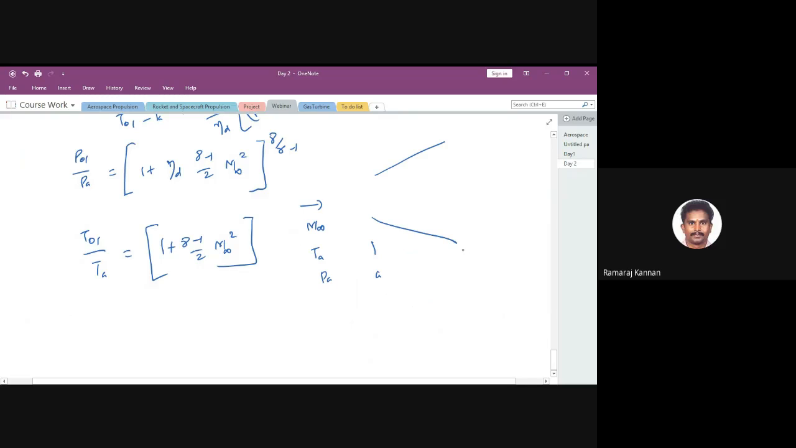Let us take this as a condition here. Now I can find out my P01 and T01. Already we did it for your compressor, combustion chamber, and turbine, and you can do that very easily. The same way we can do it for the propelling nozzle also. For the propelling nozzle, I already talked about that.